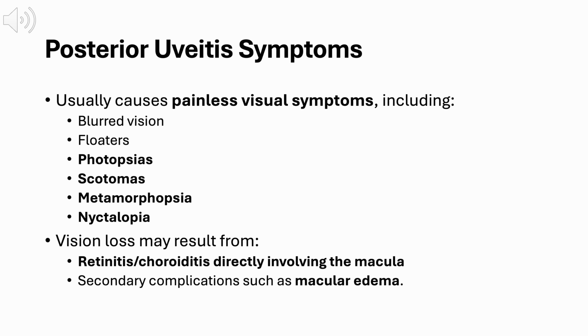Posterior uveitis, like intermediate, is usually painless, but the visual symptoms can be rich and varied. Blurred vision, floaters, photopsias, scotomas, metamorphopsia, and nyctalopia. That vocabulary maps onto retinal dysfunction: flashing lights, blind spots, distortion, and night blindness. Vision loss occurs either when retinitis or choroiditis directly involves the macula or through secondary complications like macular edema. The takeaway? A quiet, white eye with prominent visual symptoms should push you to look carefully at the posterior segment.